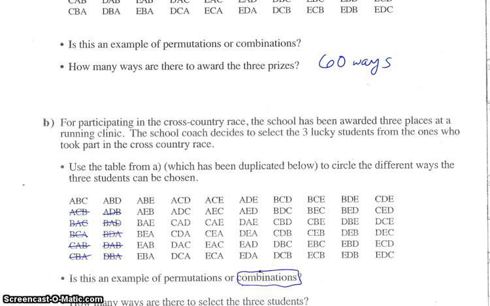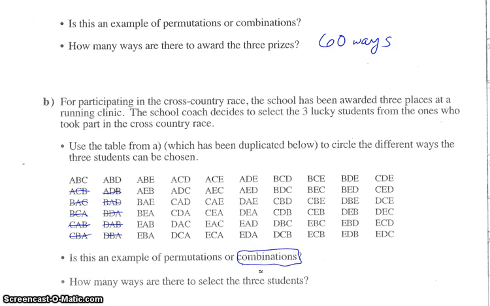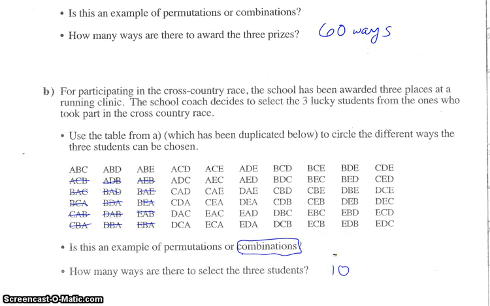How many ways are there to select the three students? Well, since order doesn't matter, we can get rid of all the situations where you're using the same three people, but just in a different order. So as a result, if you look across here, there's 10 different ways to do that. So we had 60, now we're down to 10.